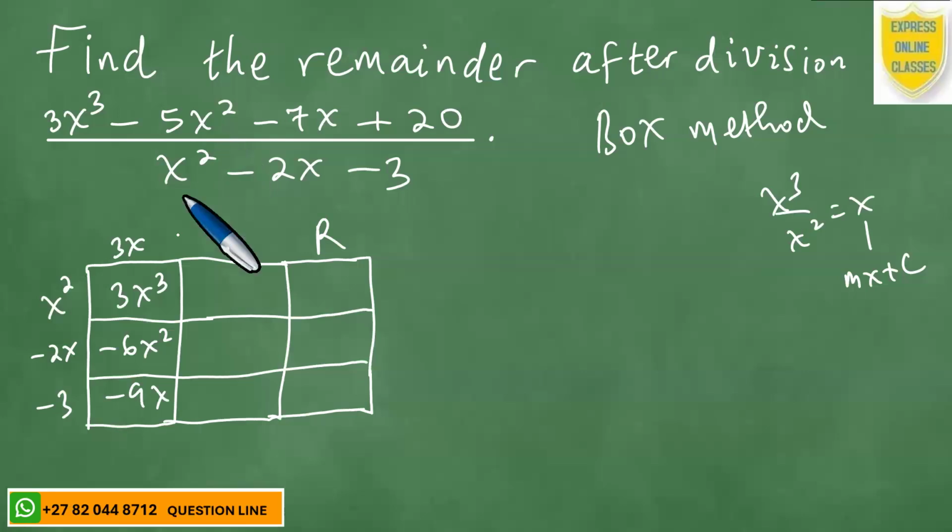We need to put a term here whose sum with this would give us minus 5 x squared, and therefore it is exactly x squared. We divide x squared by x squared, it gives us a 1.